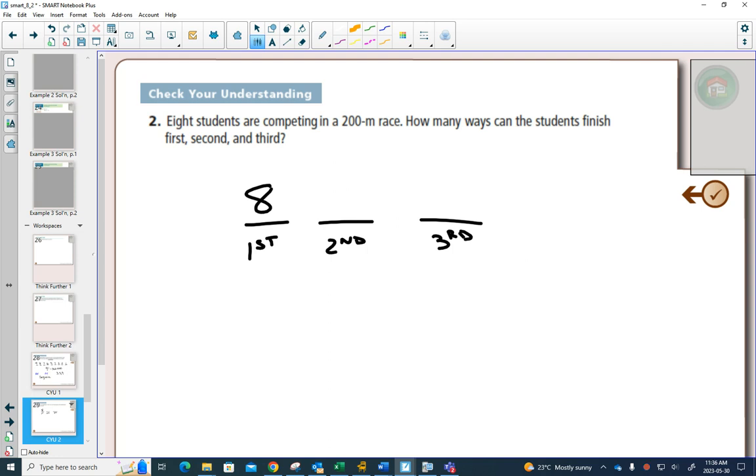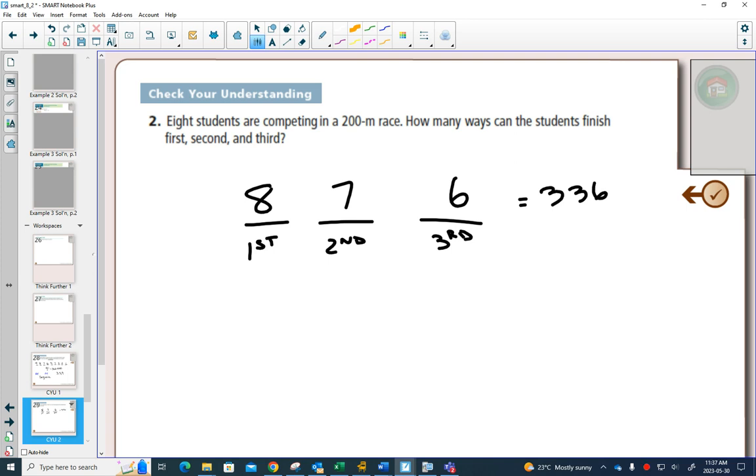Right? It could happen. Okay? How many people can come in second? Well, the person that came in first can't also come in second. We're not going to imagine they decide to run back to the beginning, start again, and still beat everybody else and come in second. There would only be 7 choices for second, and then 6 choices for third. And we figured this out already at the beginning: 336.